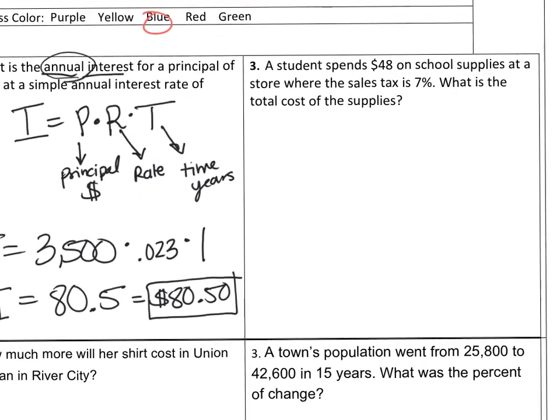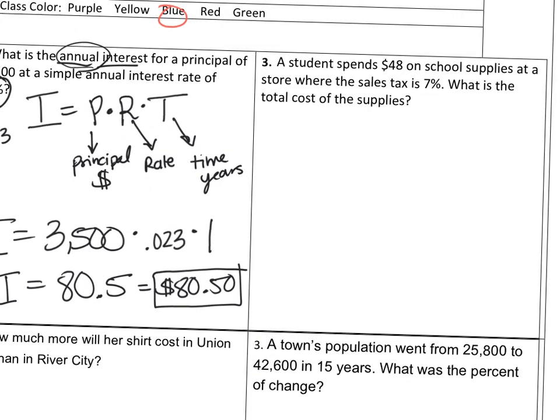Okay, number 3. A student spends $48 on school supplies at a store where the sales tax is 7%. What is the total cost of the supplies? So let's break it down. Student spends $48 on school supplies at a store where the sales tax is 7%. So it's the original amount plus 48 times 0.07. I'm doing it in the format of the expression that I gave you in number 1. It's just like a template, so you could see what we're doing. What is the total cost of the supplies? So we're still going to add the tax to the original amount. So we just have to figure out what this is.